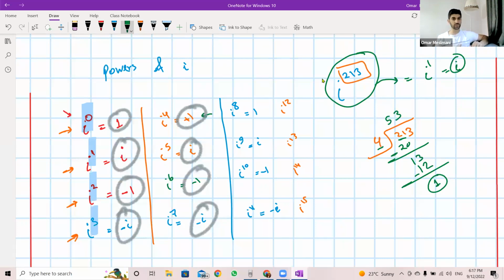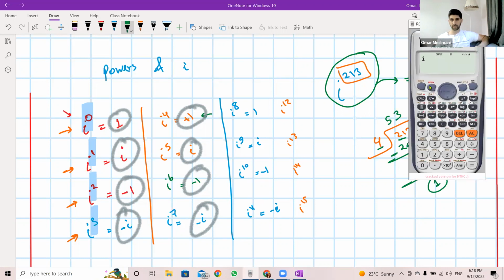So I saw this question in SAT. They will give it to you as I power something. They will give it to you as I power 12, or I power 2000. And then the 4 options are going to be 1, I, -1, or -I. And there is no calculator for sure. If there is a calculator, it's so easy. You just do I power 213, press equal, and it gives you the answer. But the question is not calculated.